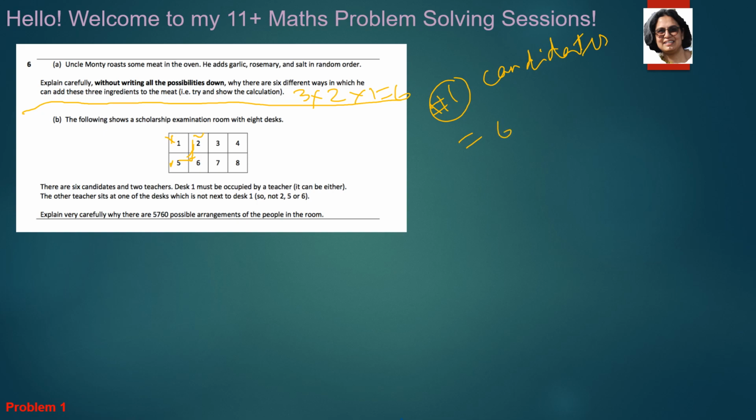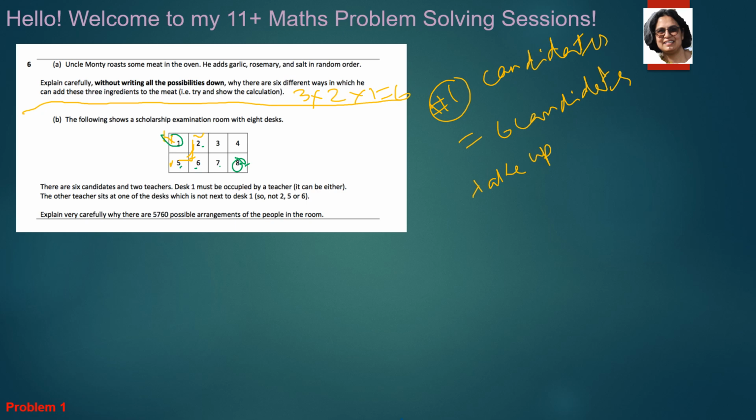So 6 candidates take up how many places? 2 places are taken by the teachers, so place 1 is taken, and let us say that any other place, assume 8, is taken by the teacher. So how many places are left? 1, 2, 3, 4, 5, 6. So 8 is gone. So 6 places are left.